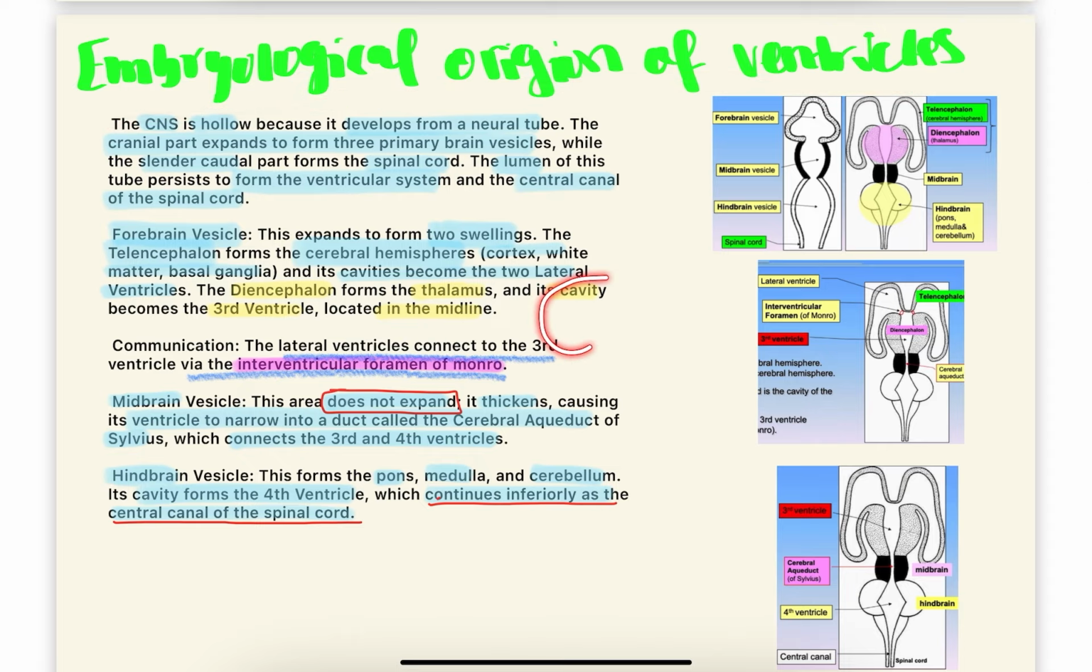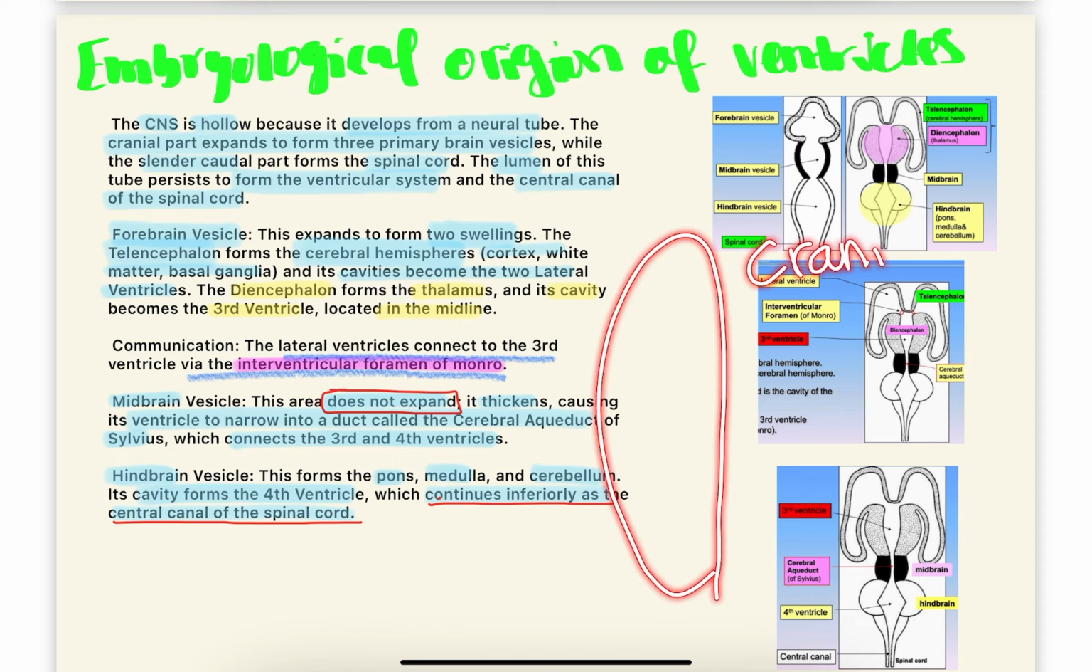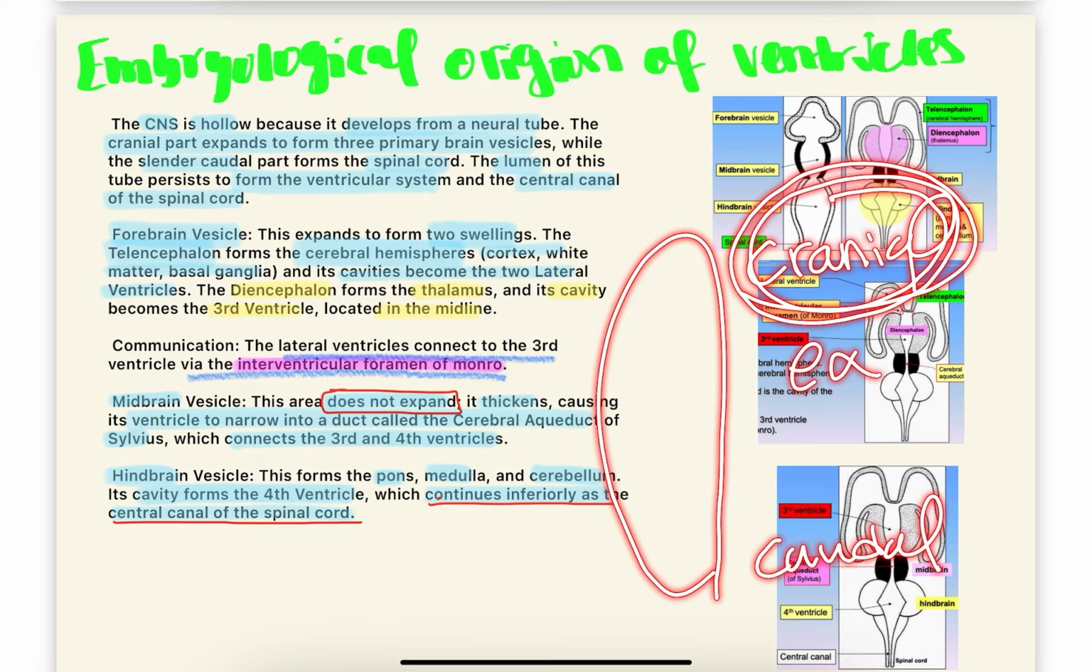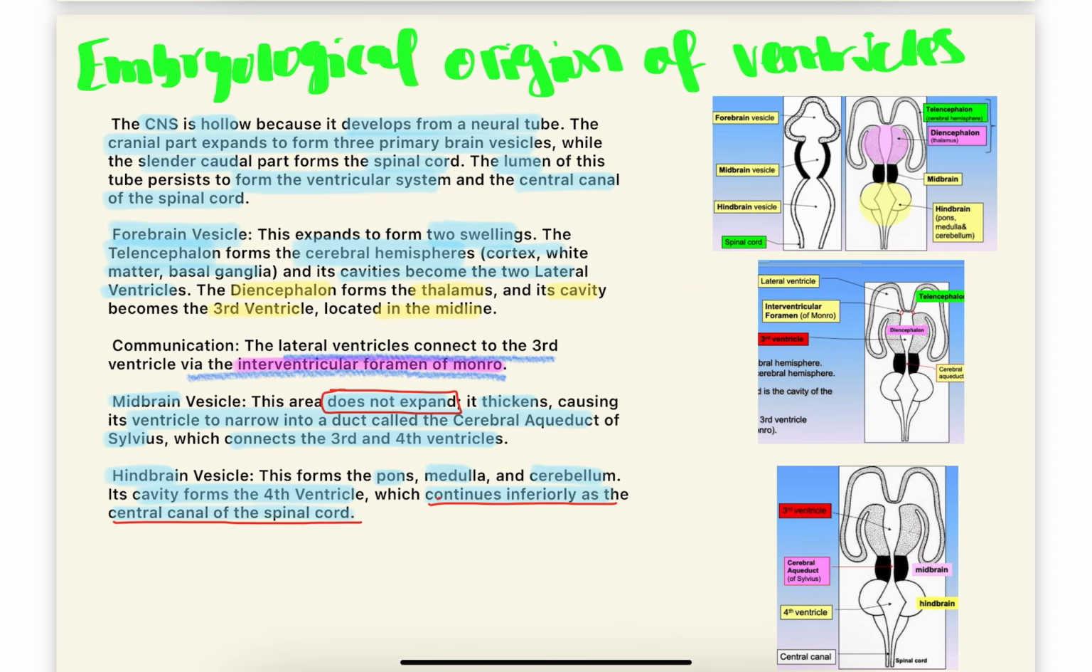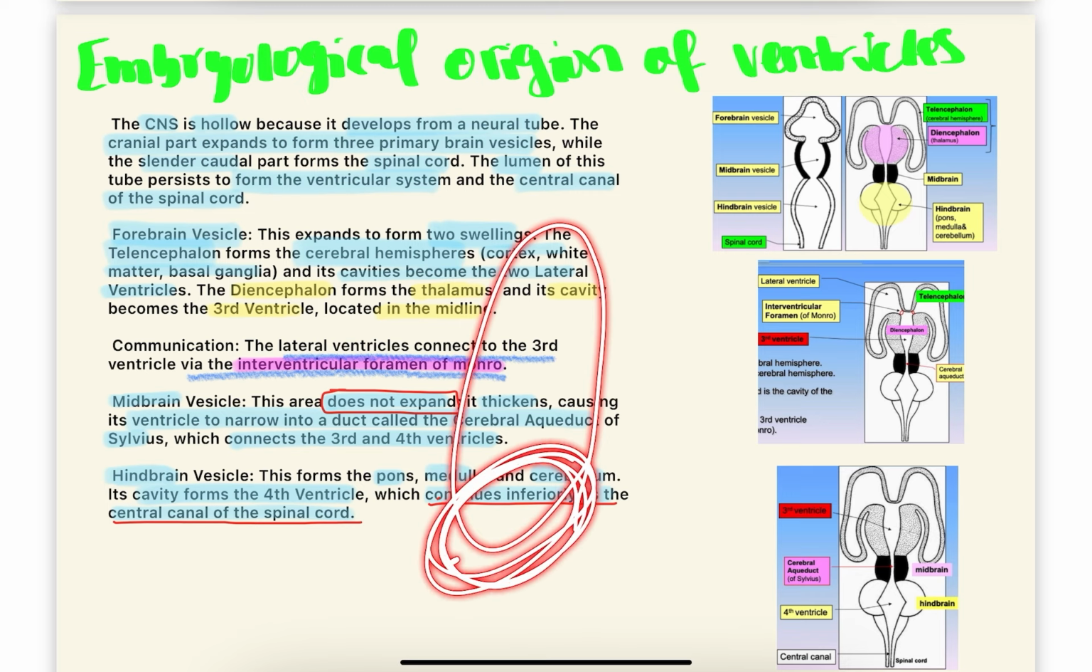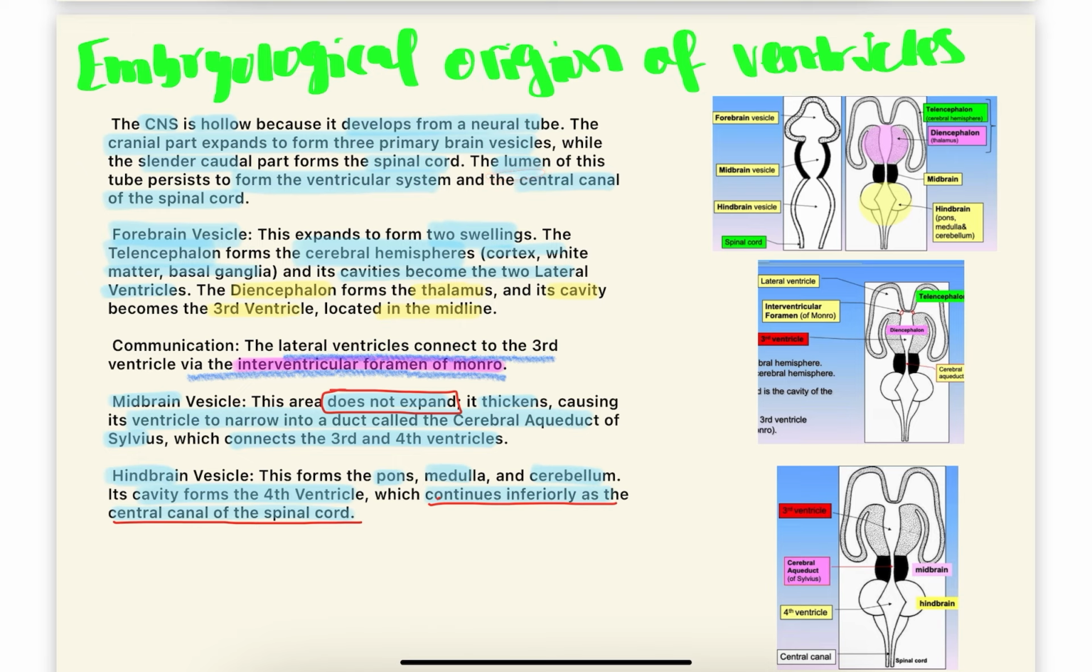Now it's very important to know that our CNS is hollow. Why? Because it forms from a neural tube. Now, the neural tube has a cranial or an upper part and a caudal or a lower part. Now, this cranial part is going to expand. When it expands, it will give me three vesicles, the forebrain, the midbrain, and the hindbrain. Whereas the caudal part down here, it will do what? It will give me the spinal cord, and the lumen of the tube itself will give me something else.